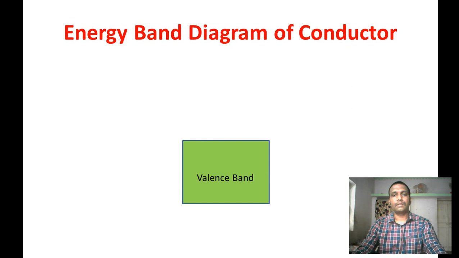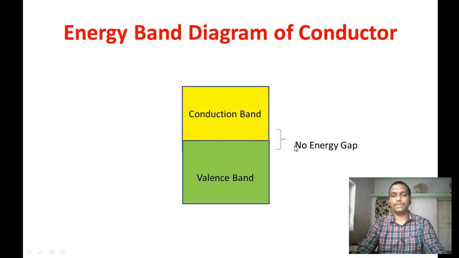or the energy band diagram of conductor? There are two bands present in the energy band diagram. One band is the valence band and another band is the conduction band. In the concept of conductor, there is no energy gap between valence band and conduction band. It is called a conductor. That means the conduction band and valence band overlap with each other. So there is no energy gap between valence band and conduction band. This type of material is called a conductor.